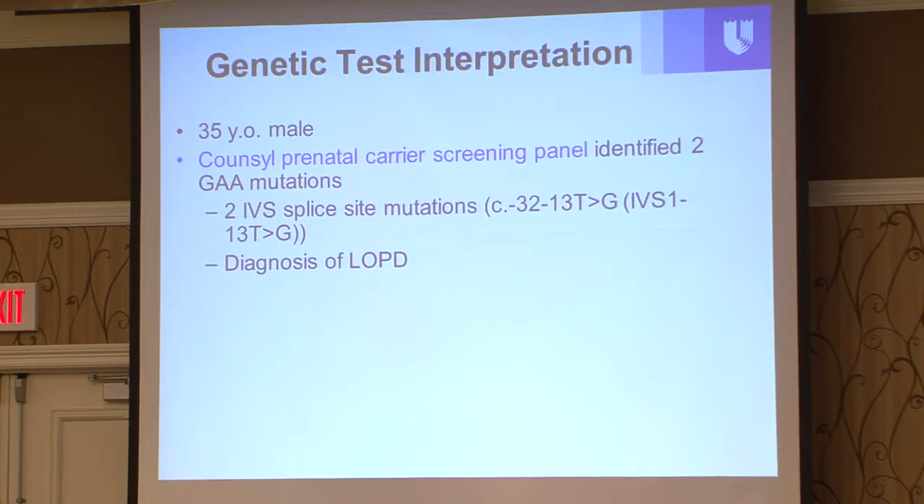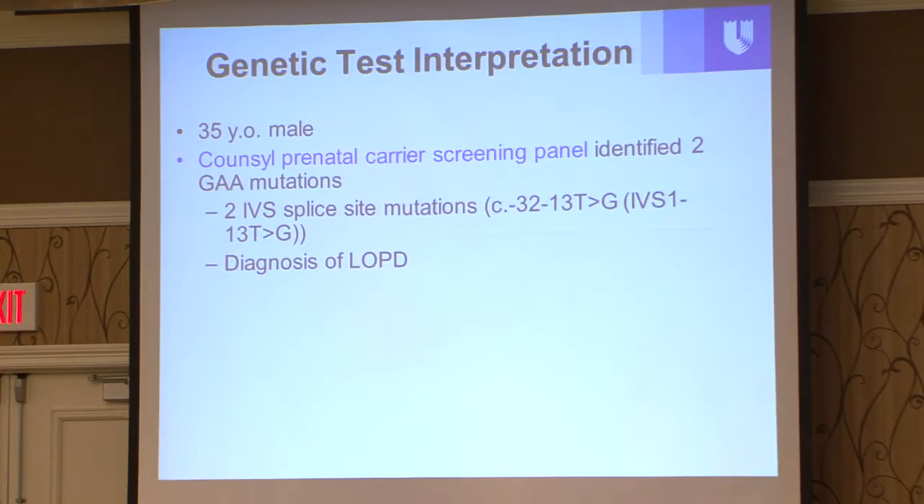He was initially picked up on the Council prenatal testing screening panel. Briefly, for people who aren't familiar with that, this is a blood test that's often offered to families during pregnancy or prior to pregnancy. It has a list of maybe 100 different genetic diseases on it. But the point is that each genetic disease might only be detected by a certain number of mutations. Each gene isn't necessarily sequenced, so you're only looking at very specific gene mutations that could cause the disease.